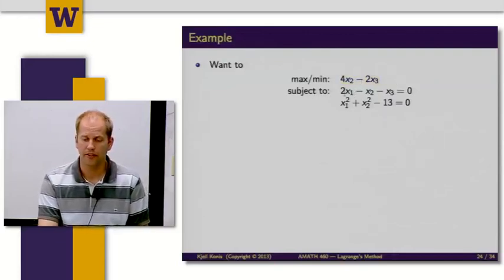Then, subject to the constraint 2x1 minus x2 minus x3 equals 0. So I've written the constraints equal to 0. And the constraint x1 plus x1 squared plus x2 squared minus 13 also has to be equal to 0.